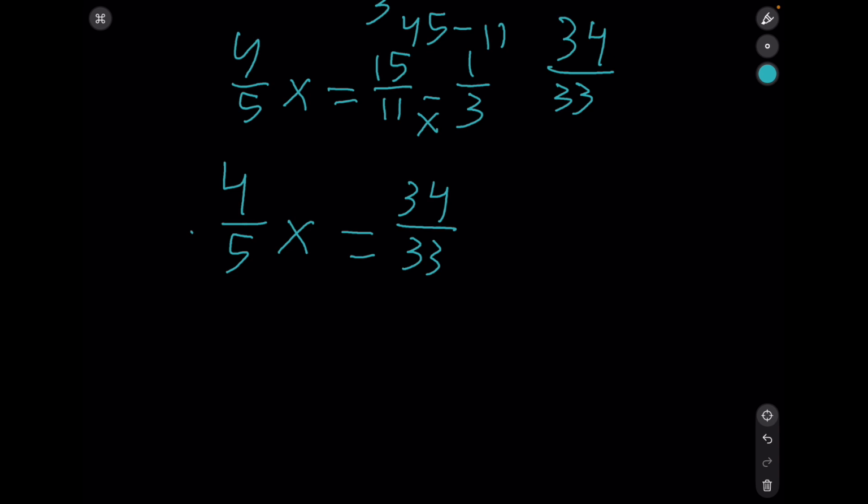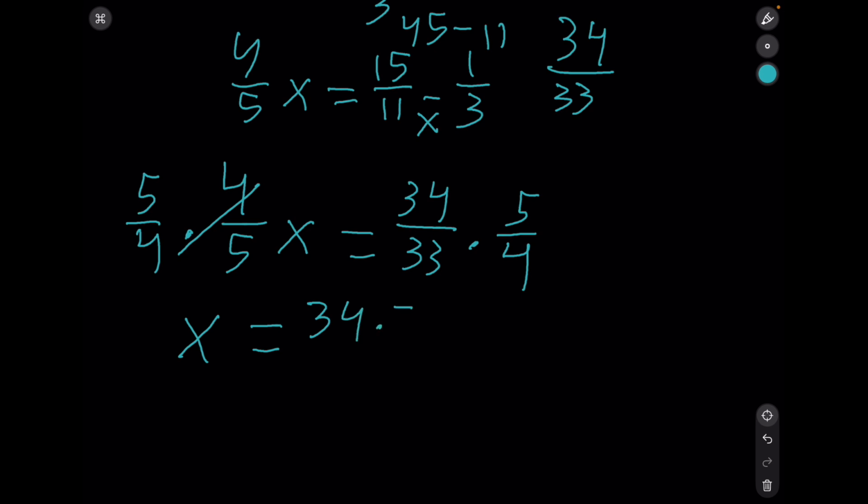From here, you can just isolate the x. And honestly, I'm not going to simplify that number because that's way too huge in fractions, and I'm really not trying to do all that. So essentially, you just have 34 times 5 over 33 times 4, which will be your answer.